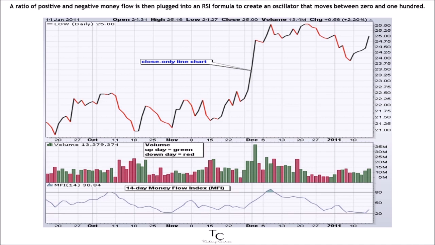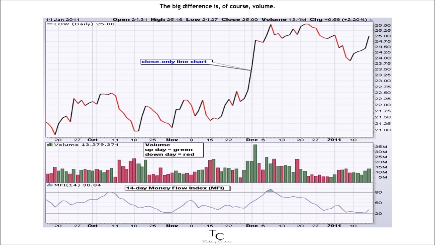A ratio of positive and negative money flow is then plugged into an RSI formula to create an oscillator that moves between 0 and 100. As a momentum oscillator tied to volume, MFI is best suited to identify reversals and price extremes with a variety of signals. As a volume-weighted version of RSI, the Money Flow Index, MFI, can be interpreted similarly to RSI.